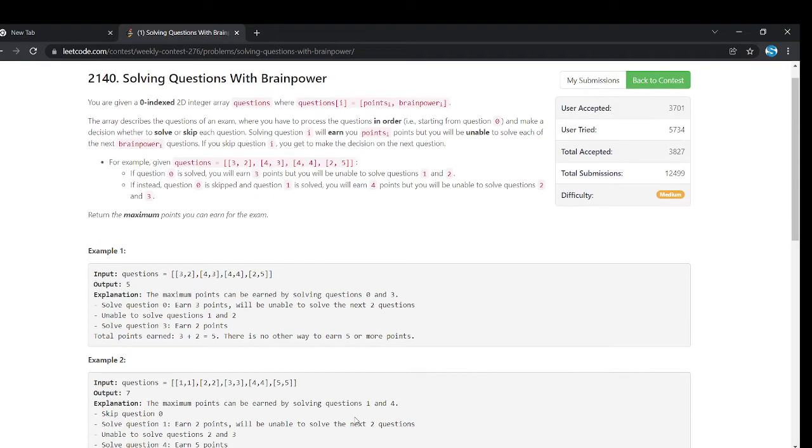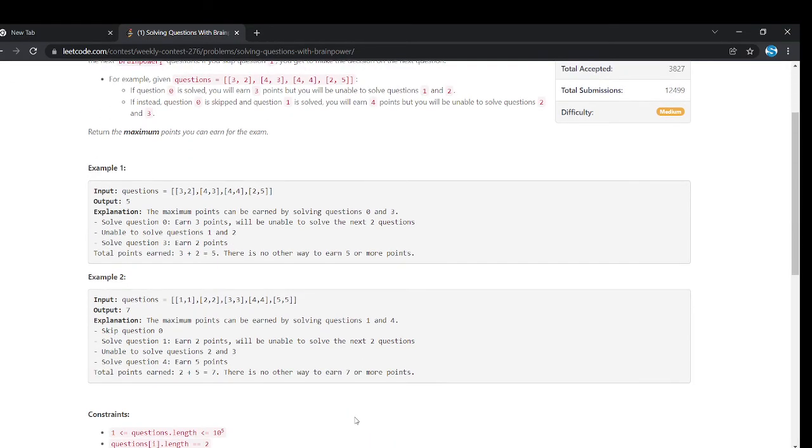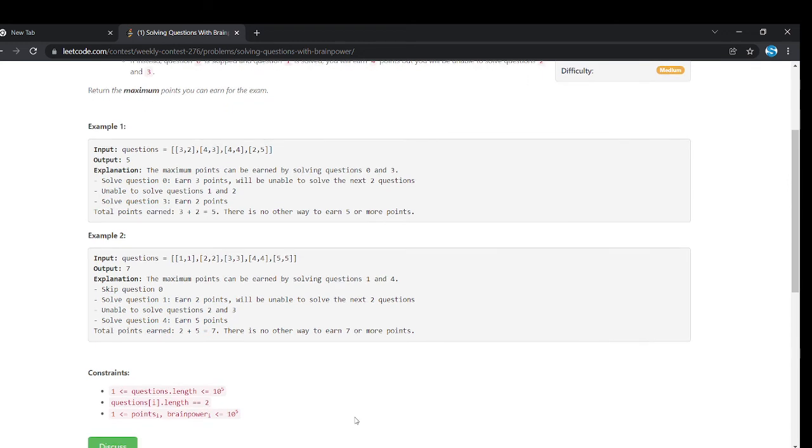If we go to the next one, the maximum point we can get is 5, the maximum point we can get is 4, the maximum point we can get is 3, but the maximum point we can get here is 2. But after solving 2, these two questions won't be available for us, but this one would be available here.